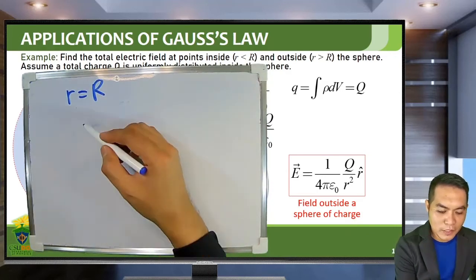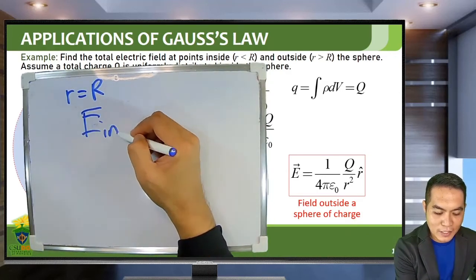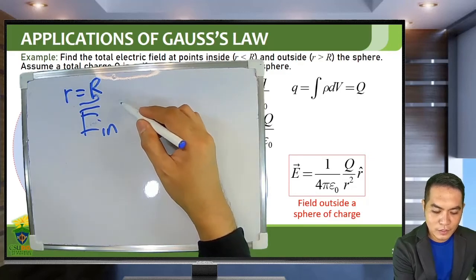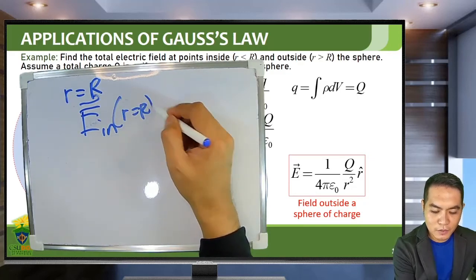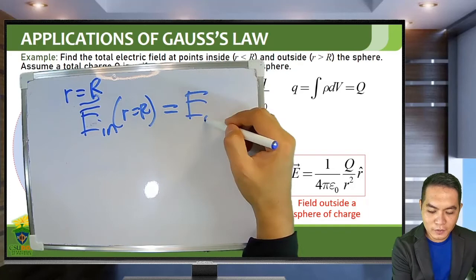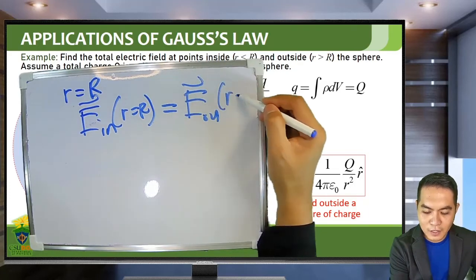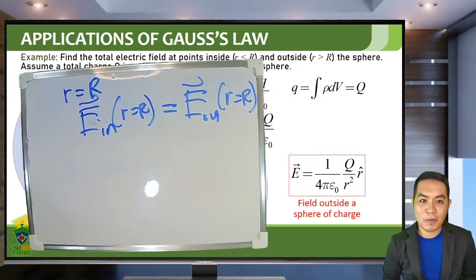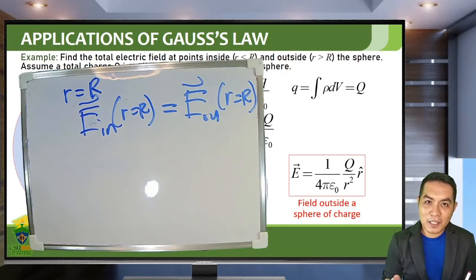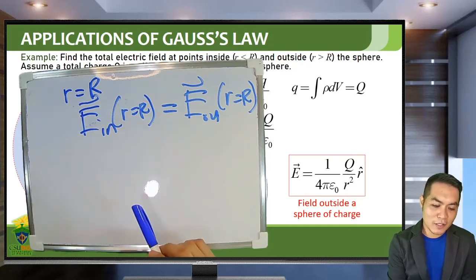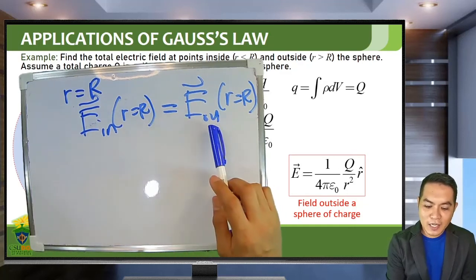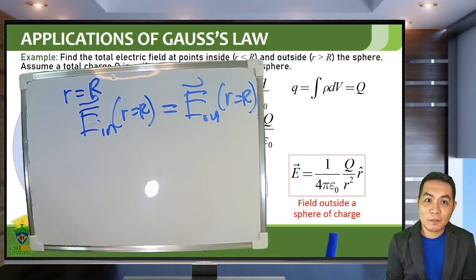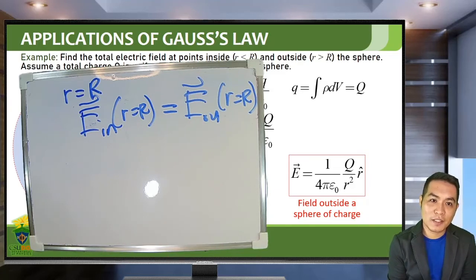So you will notice that the electric field inside at small r equal to capital R will be equal to the electric field outside at small r equal to capital R. So this is their boundary. At the boundary, at r equal to capital R, the electric field inside and the electric field outside become the same. So this means that the electric field is continuous. It is not cut off at the surface in this case.